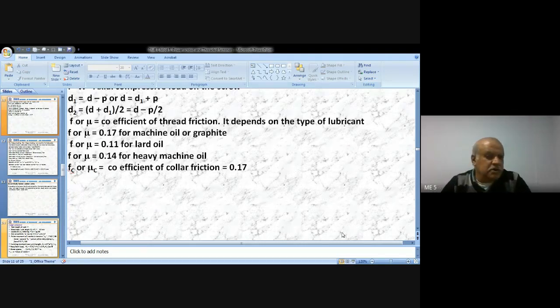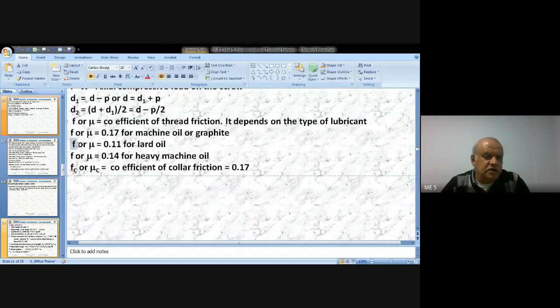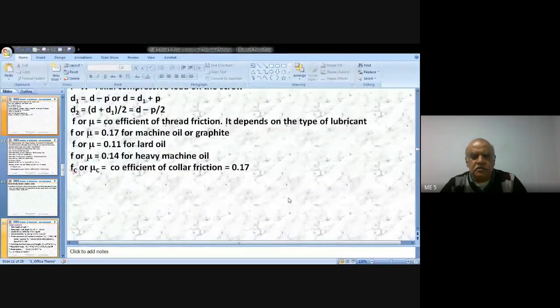So in our data handbook we use F as the coefficient of friction and FC as the coefficient of collar friction. Please go through whatever is done today before you come to the next class. All these terms, what is D2, what is D1, what is D, what is P, should be there in your mind before we start with the design of square threaded fasteners, then angular square thread screws, and so on.